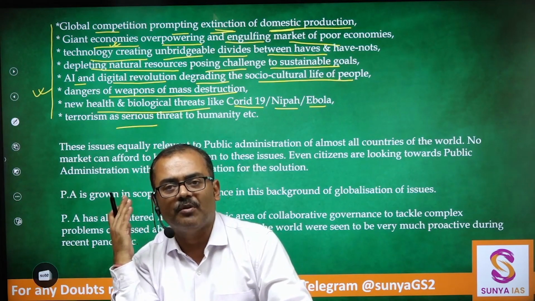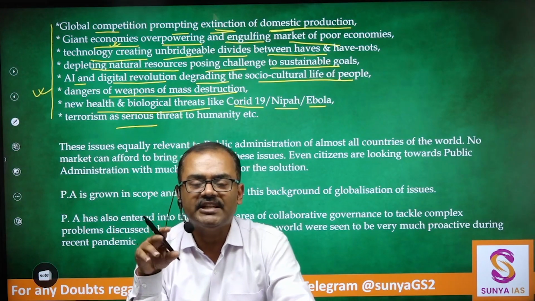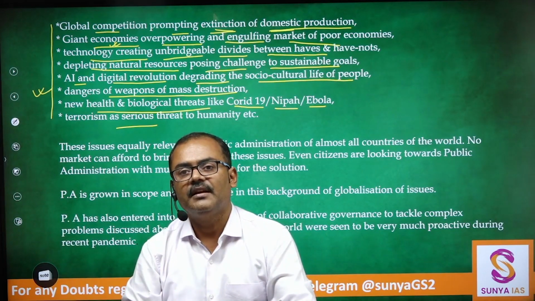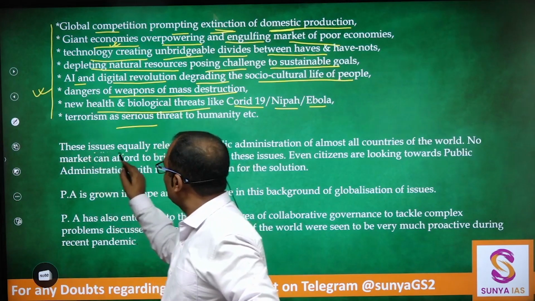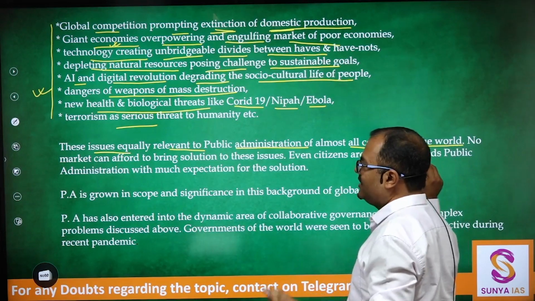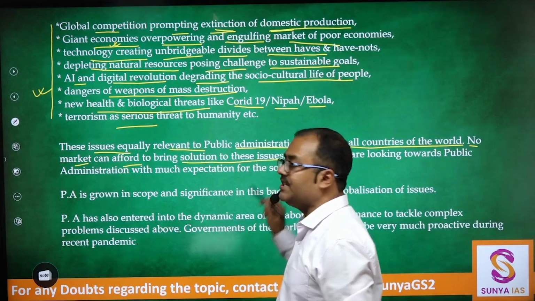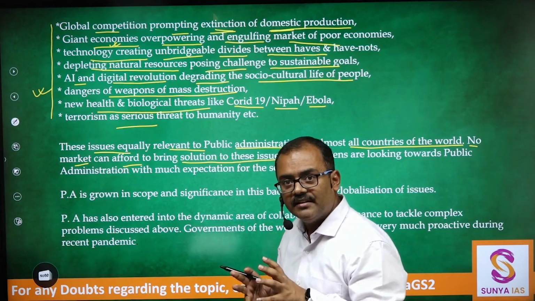Who will solve these problems? Can we expect the market to solve these problems? Can we expect the NGOs to solve these problems? And where would citizens look? So these issues are equally relevant to public administration of almost all countries of the world, and no market can afford to bring a solution to these issues. The market can't bring this. This we are explaining, how it is happening.